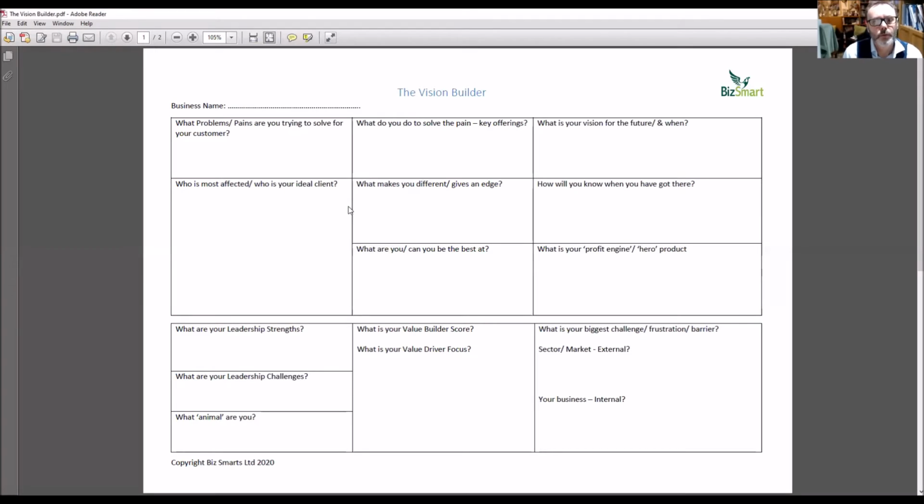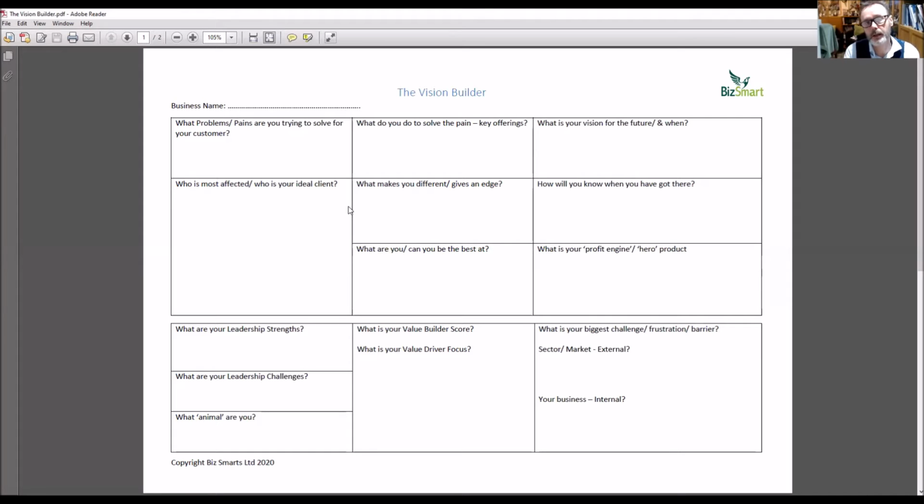So the final piece of preparation for this first session then is to complete this template, and it's what we call the vision builder. And we found it a really useful way to just get everybody's thinking along the same lines, to get us all to capture some of those key things that we've probably got in our heads, but actually get them down on paper in a way that we can share with other people.